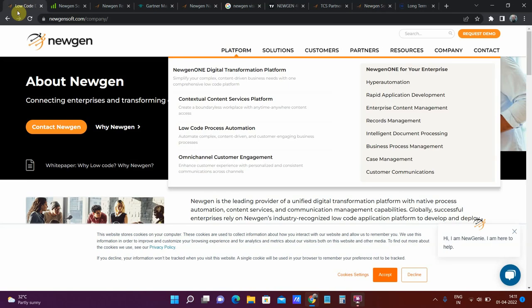So that is what they have been doing in their low code process automation part, and also omnichannel customer engagement. These are the three things in which this particular company works. And because of this whole COVID situation, most of these companies are going to become digital, offering their services and products digitally. Everyone is moving towards digitalization, because if they don't do that, eventually they'll become obsolete.